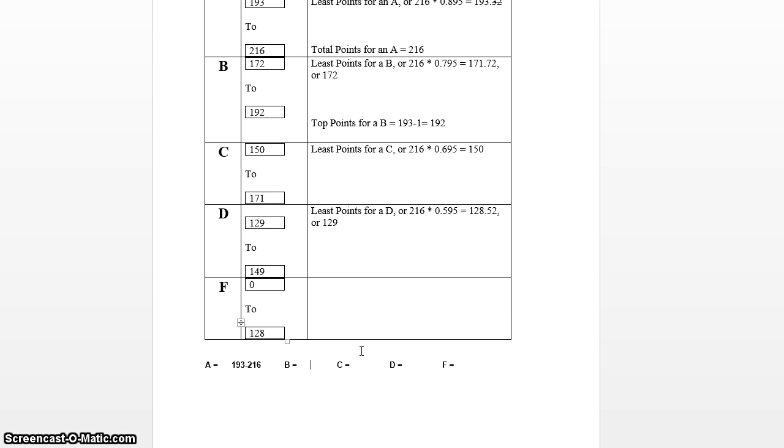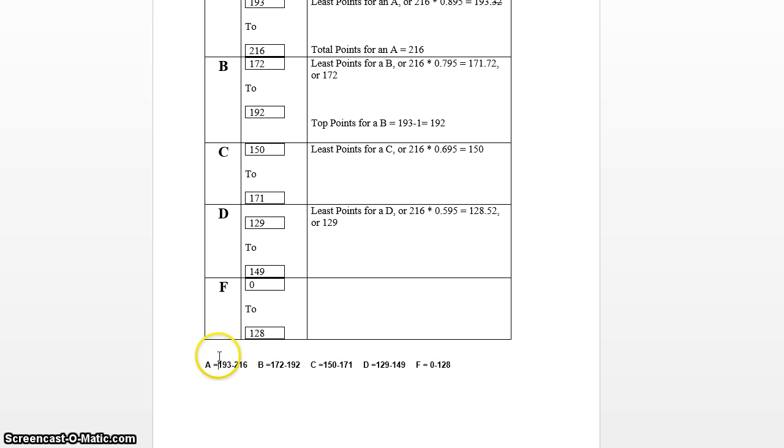Let me type them out and make sure they make sense here. So A was 193 to 216. B was 172 to 192. C was 150 to 171. D was 129 to 149. And F was 0 to 128. So let's see if this makes sense now. Let me straighten these out and make sure that there's a continuous number story here that makes sense, because it's easy to make a mistake.